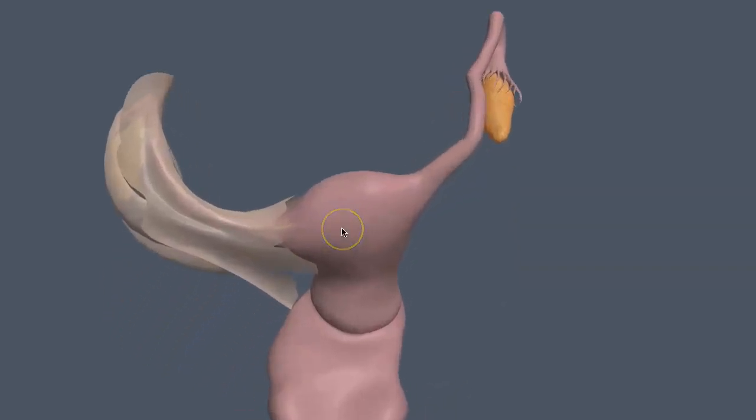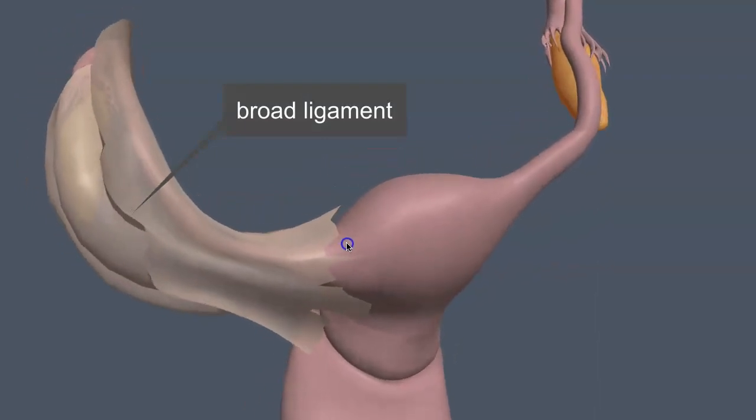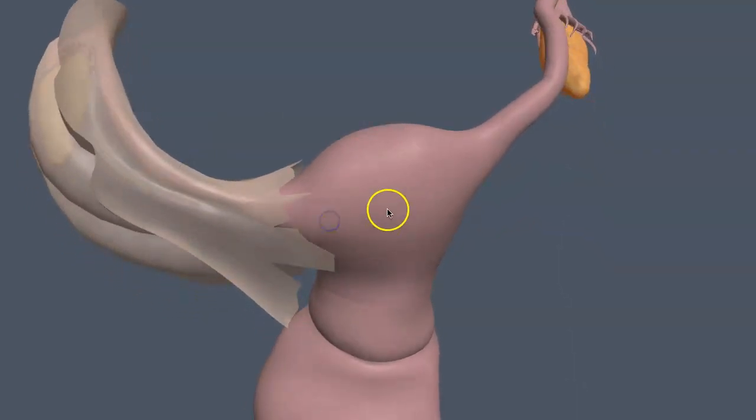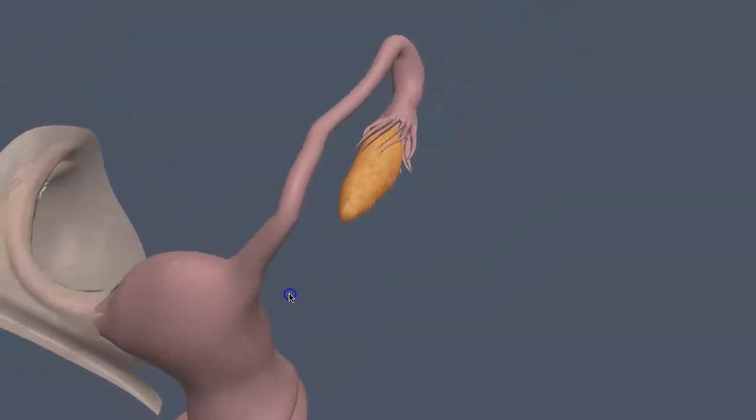On one side of this model, I left the broad ligament intact, just so you could see the connective tissue support of the uterine tube. Let's take a look at the regions of the uterine tube.